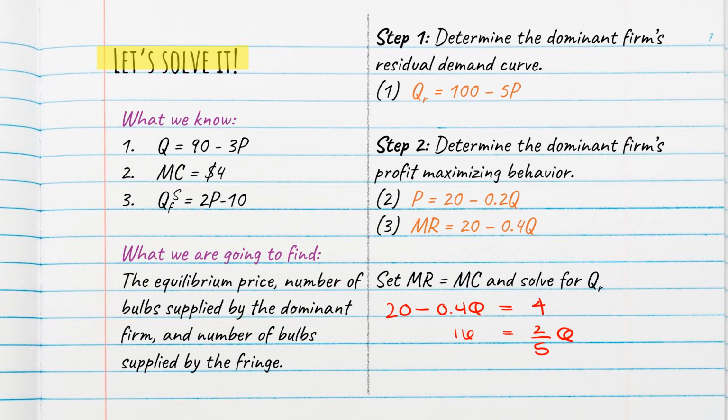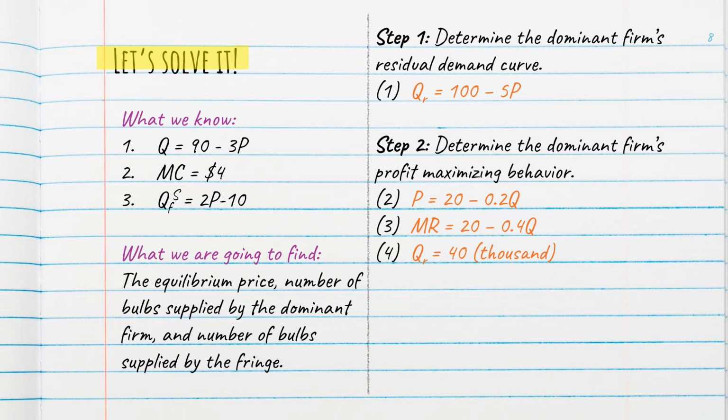Why did I do that? I did that so I could solve this by hand instead of using a calculator. Now if I want to solve for Q, Q must be equal to 5/2 of 16. Well, the 2 and the 16 cancel and become an 8, and 5 times 8 is 40. So I have that the amount that our dominant firm is going to produce and sell is 40 units, and we can call that equation 4.